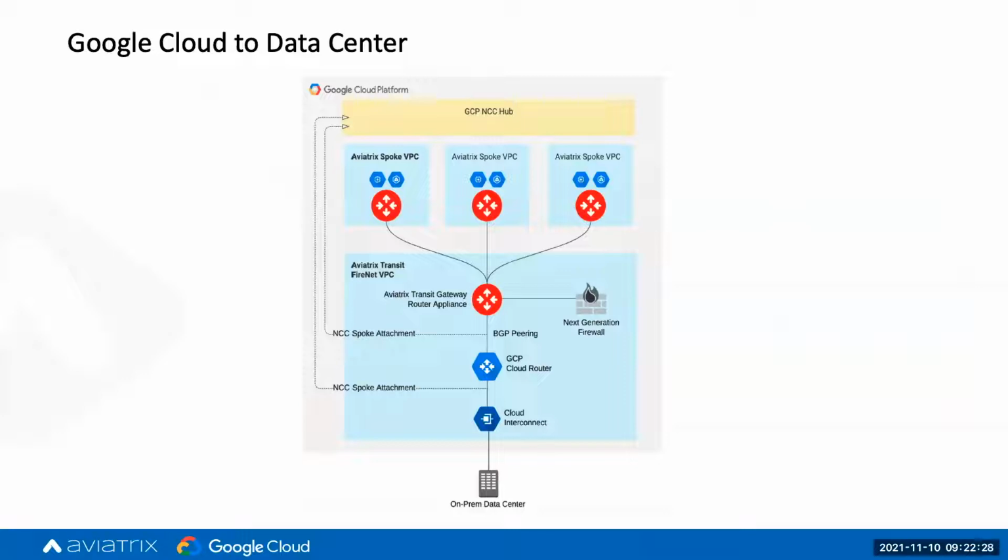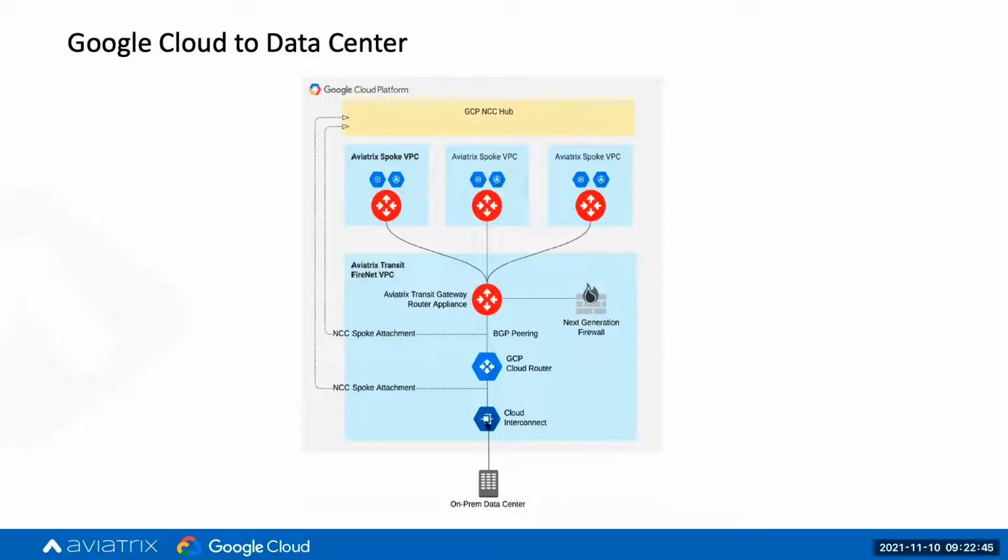Okay, so the first one is connecting Google Cloud to your on-premise data center. In Google Cloud, they have a private offering called Cloud Interconnect, which allows customers to connect to their on-prem data center with a private connectivity model, right?